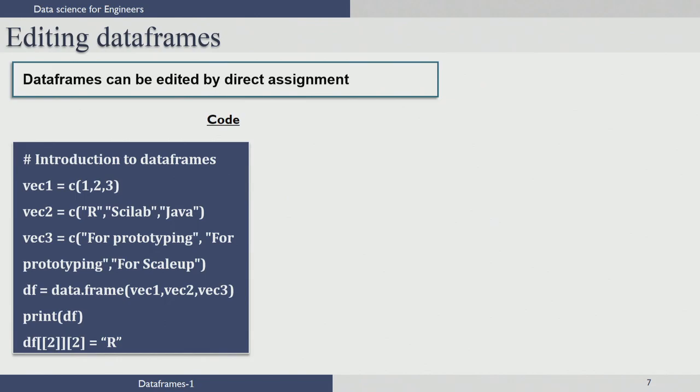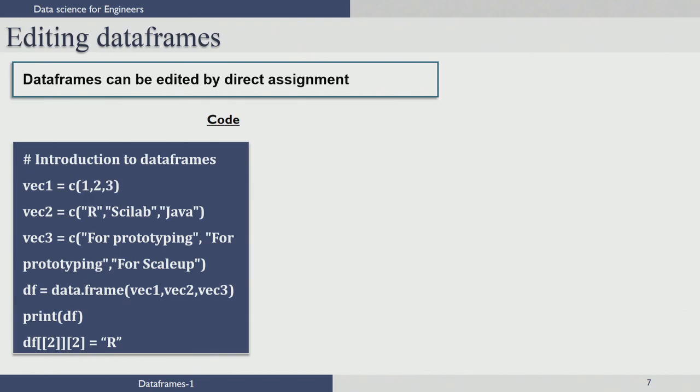Now, we will see how to edit data frames. Much like lists, you can edit the data frames by direct assignment. We have seen this data frame earlier. We have vector 1, vector 2, vector 3 containing the elements in them. We have created a data frame using this command. You can print that data frame also.